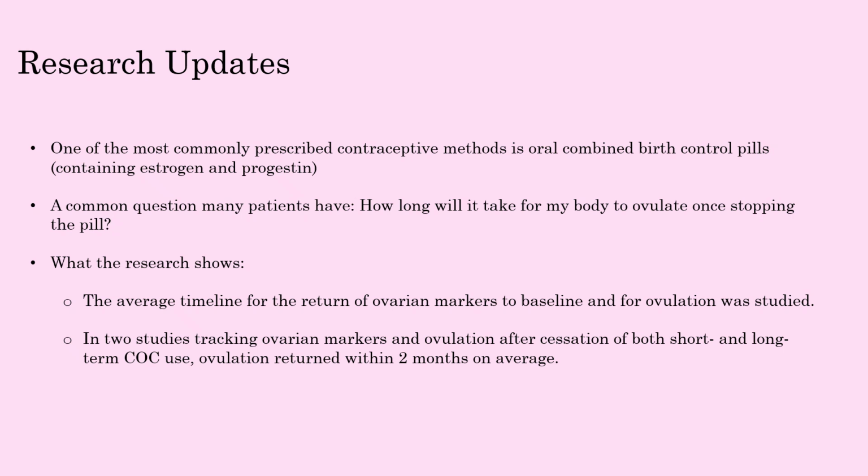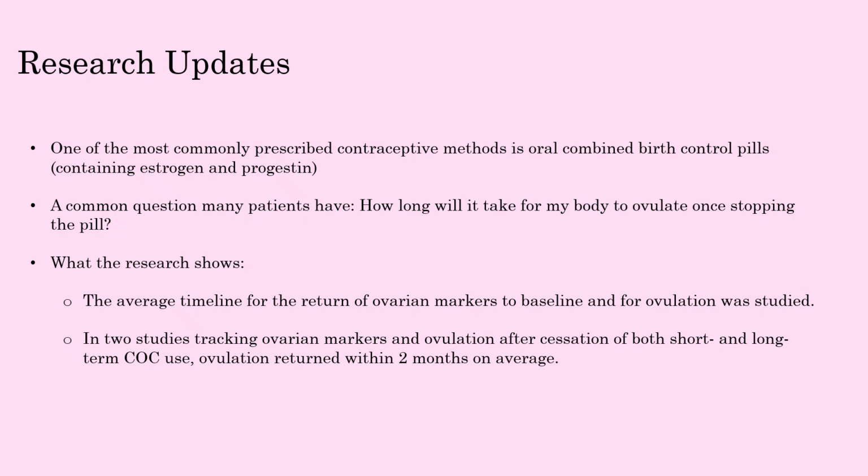My research revolved around ovulation return after cessation of combined oral contraceptives. These are commonly prescribed for birth control, premenstrual syndrome, dysmenorrhea, and PCOS. A common question that occurs is how long will it take for ovulation to occur after stopping this contraceptive method? So what does the research show?